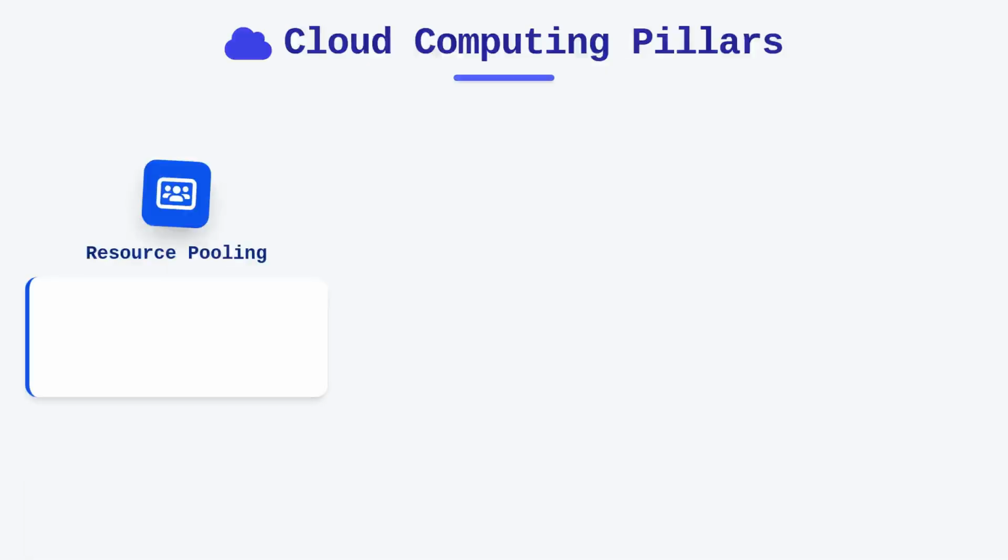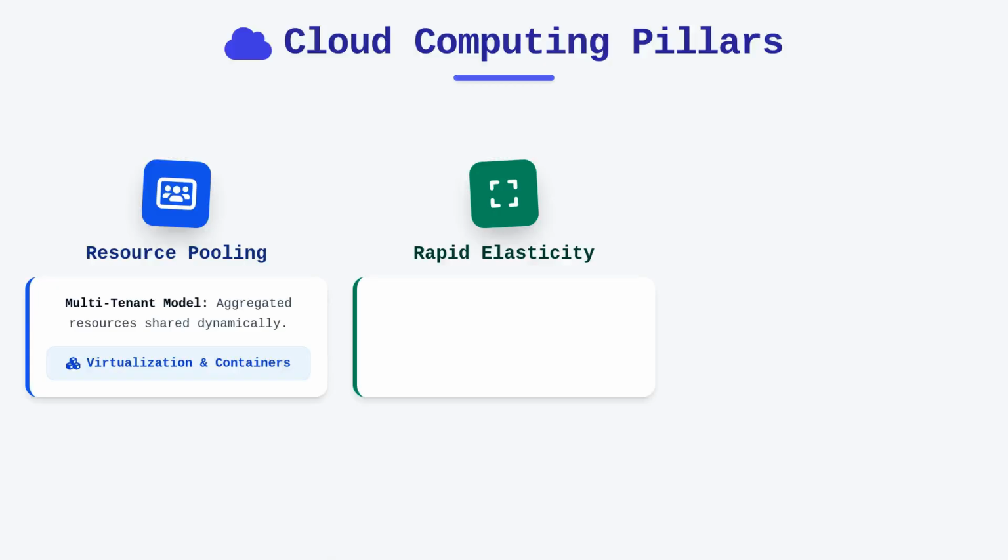The third characteristic is resource pooling, where the provider's computing resources are aggregated to serve multiple consumers using a multi-tenant model. Physical and virtual resources are dynamically assigned and reassigned according to consumer demand, often without the consumer knowing the exact location of the hardware. This abstraction is made possible through virtualization and containerization technologies that create logical separation between tenants sharing the same physical pool. Rapid elasticity is the fourth pillar, providing the ability to scale resources outward and inward, commensurate with demand.